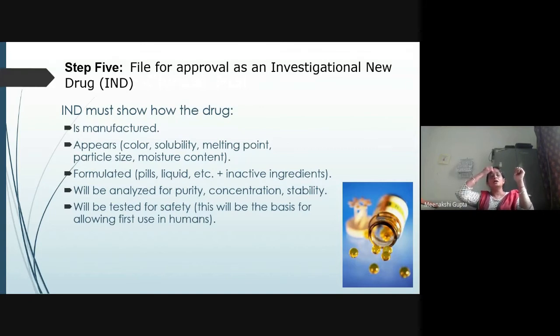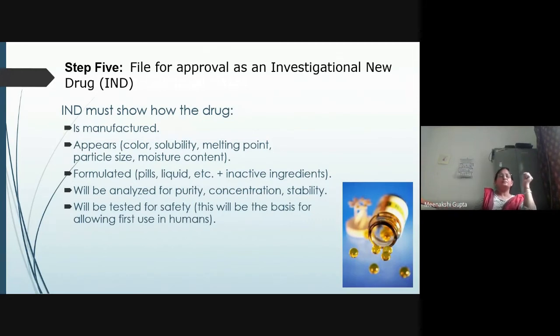The pre-formulation studies are also a part of the preclinical trials. When we file the approval for the IND, the manufacturer or the drug sponsor has to collect data about the new drug compound related to the physical and chemical properties and stability: whether the drug is stable, and if it is stable, which is the best stable form of the drug.